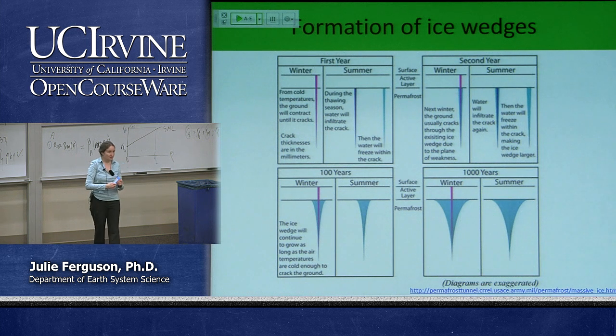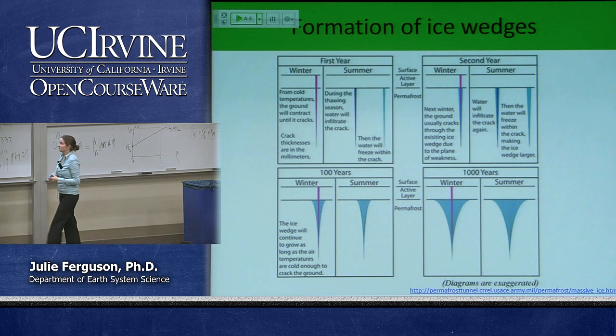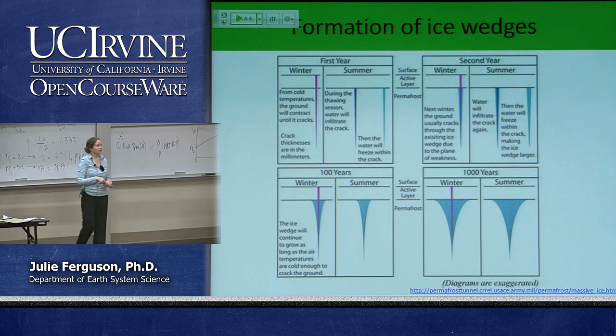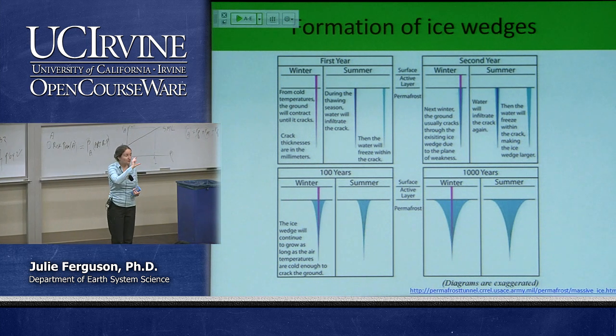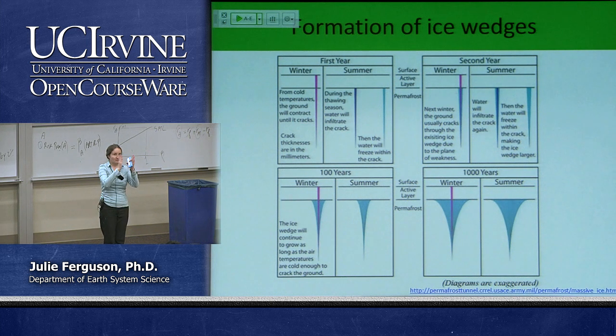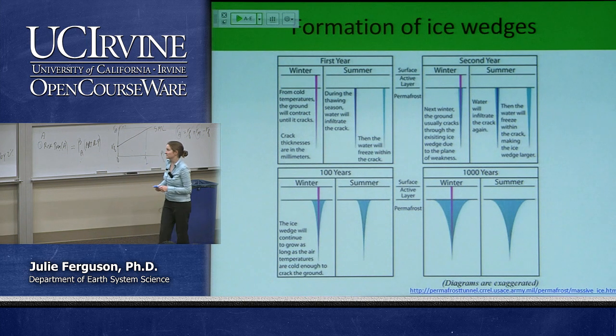And remember, it's not going to be all the way to the top, because remember, in your active layer, you're going to have active soil processes going on, and also you're thawing it out. So you can't develop a big thick ice wedge if it sort of thaws out and melts away every year. So it's really beneath that active layer where this happens.